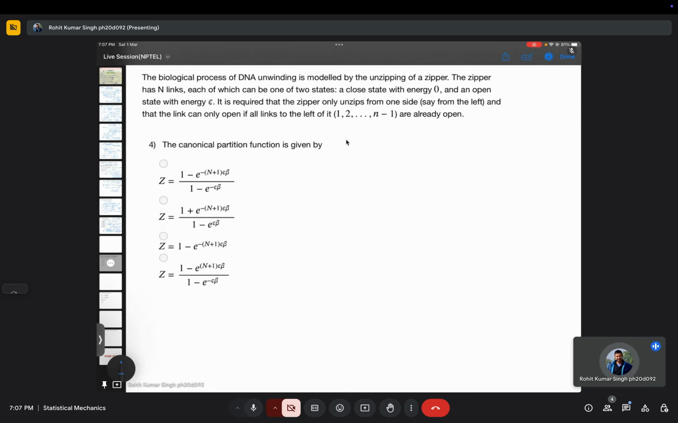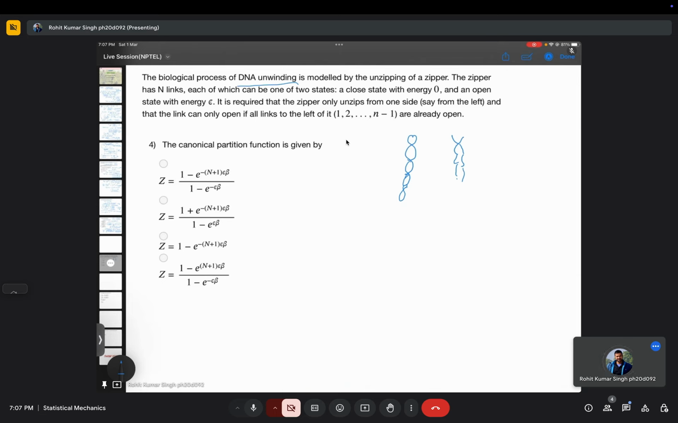So here this is an application based question. Statistical mechanics can be applied anywhere, so this is just an example of how we can apply it in biology. Suppose there is a process of DNA unwinding. So DNAs are folded like this. Have you seen the picture of DNA? They look like a zipper, and they can unfold.